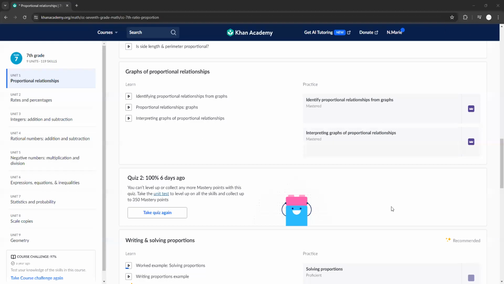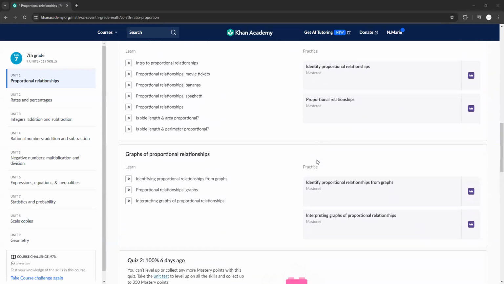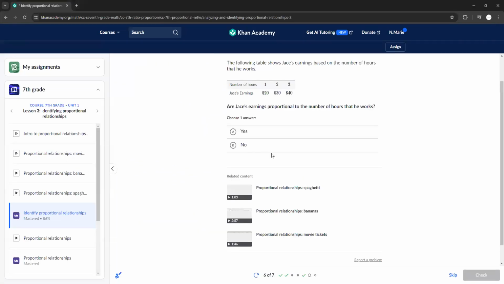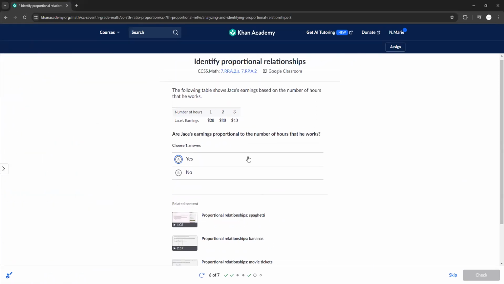Okay, so we are continuing the proportional relationships unit for 7th grade. Moving on to portion for quiz 2. The following table shows JC's earnings based on the number of hours. Are JC's earnings proportional? Well, it shows she makes $20 an hour and then 30 and then 40.